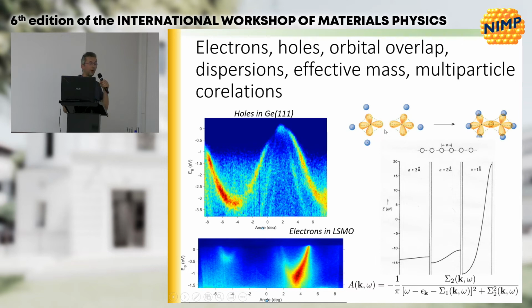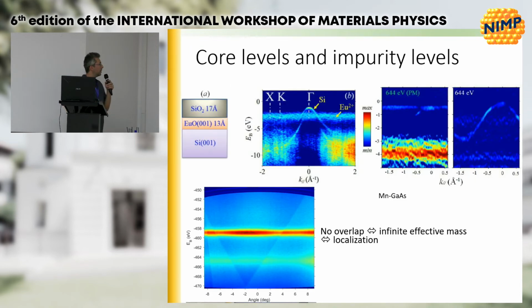Depending on how well the wave functions overlap, we can have larger or smaller bandwidth, which actually defines the effective mass of the electrons. A better overlapping wave function defines an electron with smaller effective mass, larger mobility.